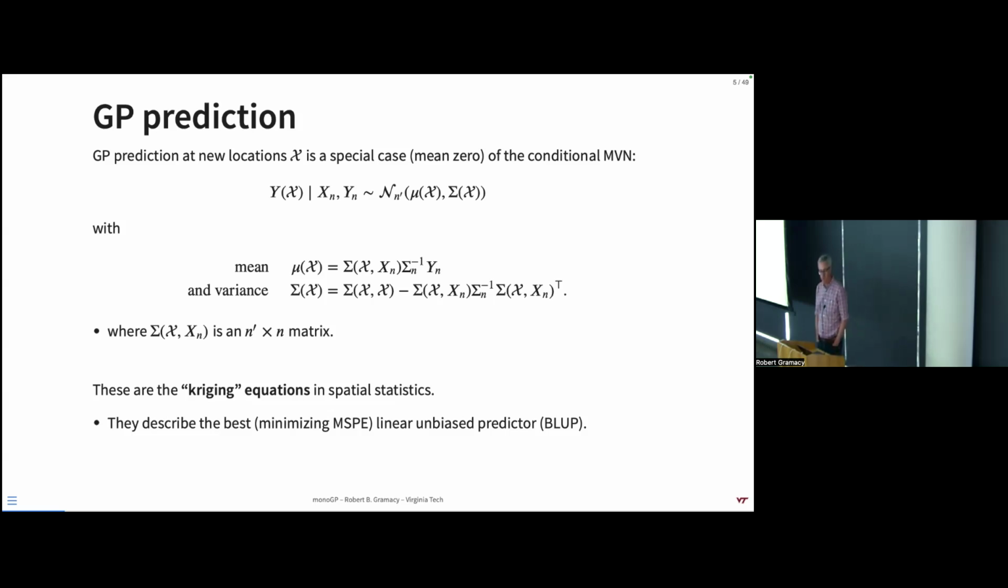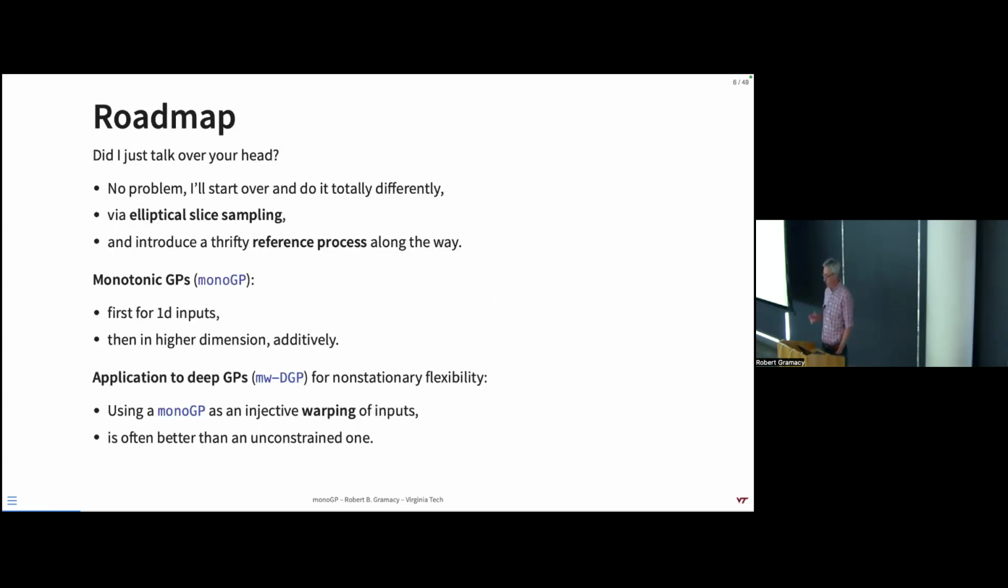These are called the Kriging equations, which is a word that's used a lot in mining and geostatistics. They have all sorts of great properties, and this talk isn't about those properties, but one of them is that they describe the best linear unbiased predictor. Okay, so that's my first review of Gaussian processes.